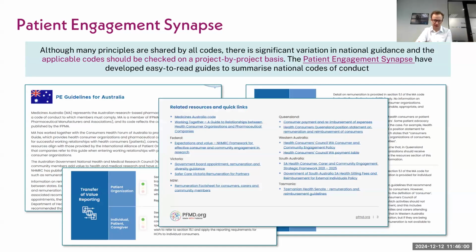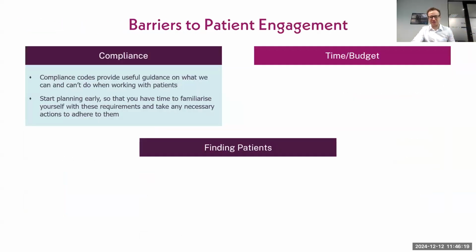So in this case, for Australia, it's state-by-state guidance resources around things like patient remuneration. So these are a really, really good place to start. They don't necessarily cover all countries, but it's a good place to start looking for things and to get links to other resources. So I think the message there is check the codes, check the guidelines, start early, and that will give you the best chance of staying compliant.